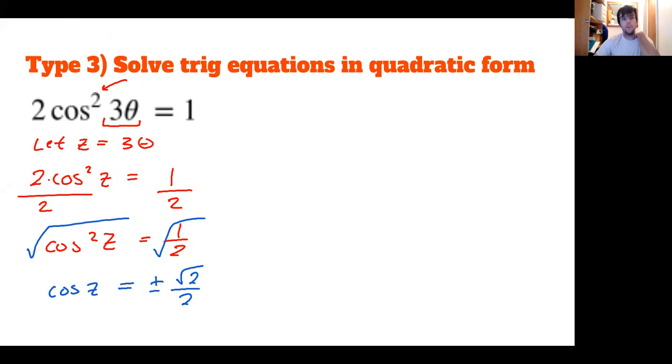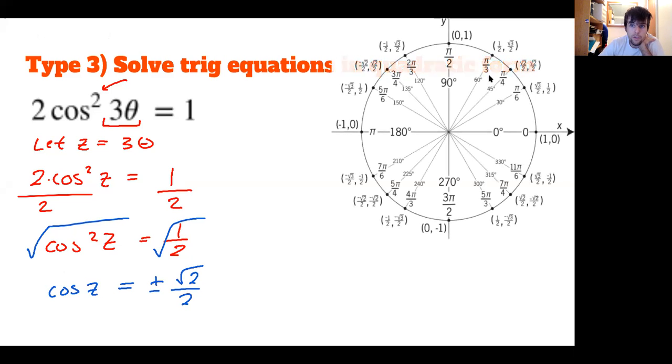All right, so here we can bring in the unit circle. Now we can figure out what angles are going to have a cosine ratio of positive root 2 over 2 or negative root 2 over 2. So here's our unit circle. Fancy how that popped up there. We're looking for cosine values of positive root 2 over 2 or negative root 2 over 2. So we got one right here, one right here, right here, and right here. So these are the four solutions for z.